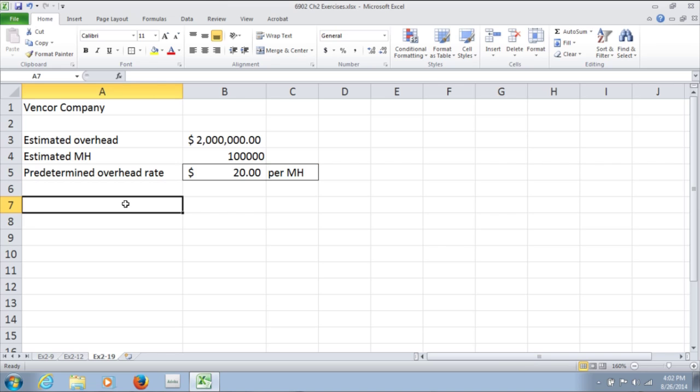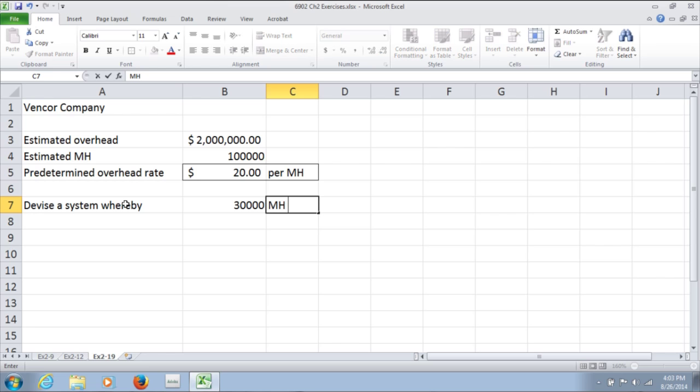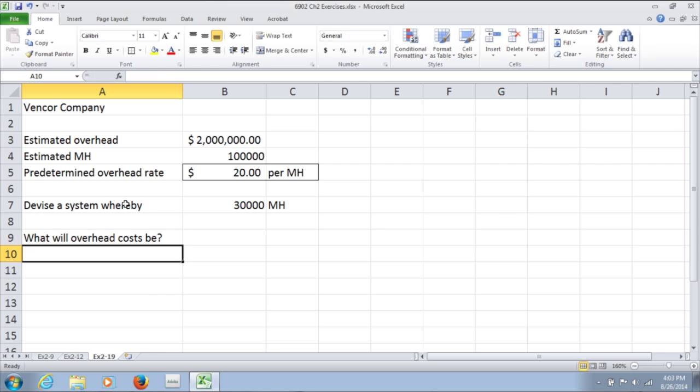They devise a system whereby 30,000 machine hours are reduced, or reduce machine hours by 30,000. So the question is, what will overhead costs be if this were the case?